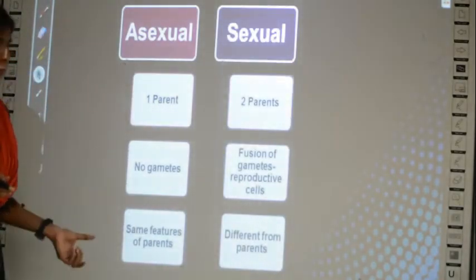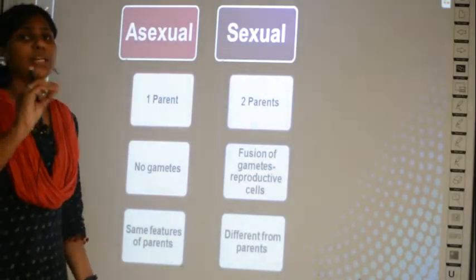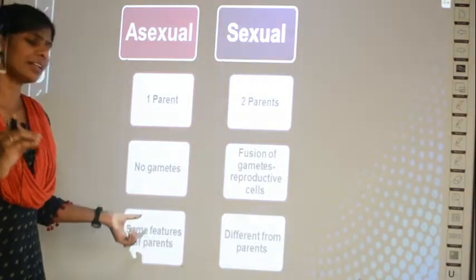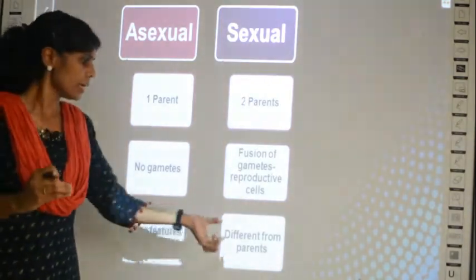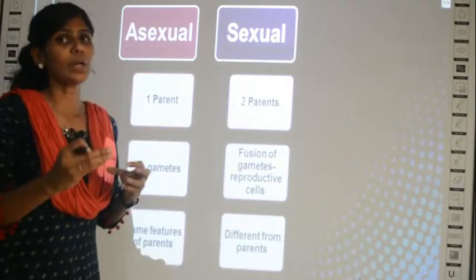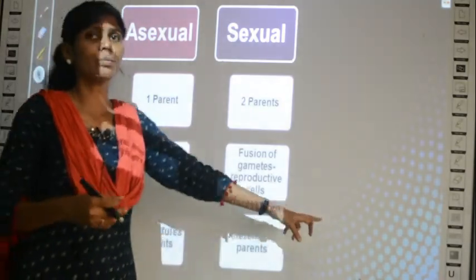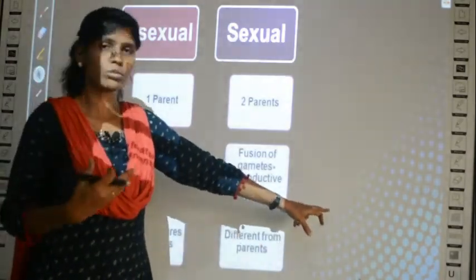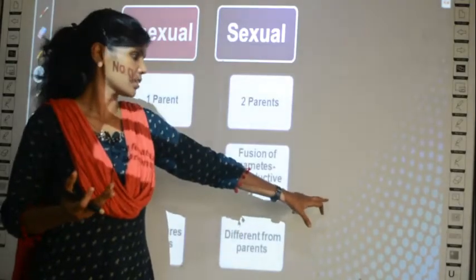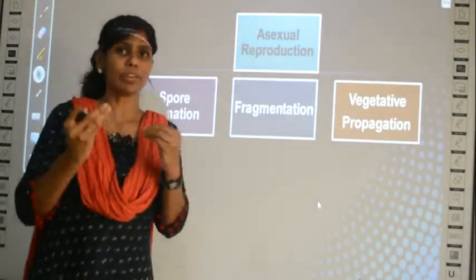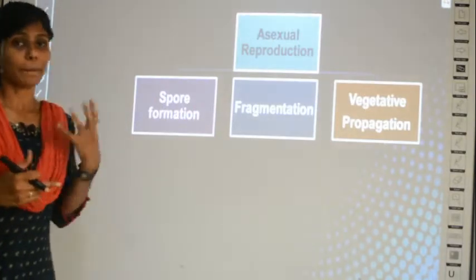And in asexual reproduction, the young one will be just a Xerox copy of the parent. It will have all the features of the parent, but in sexual reproduction, the young one will differ from the parent. Like in human beings, we are not like Xerox copies of our parents, right? We will have some different features which vary from our parents.